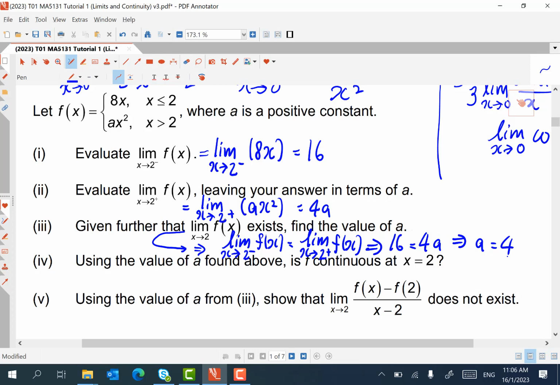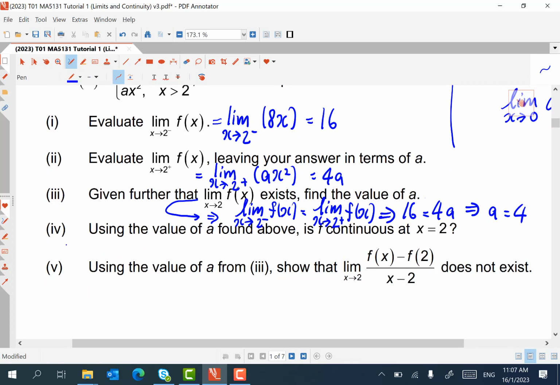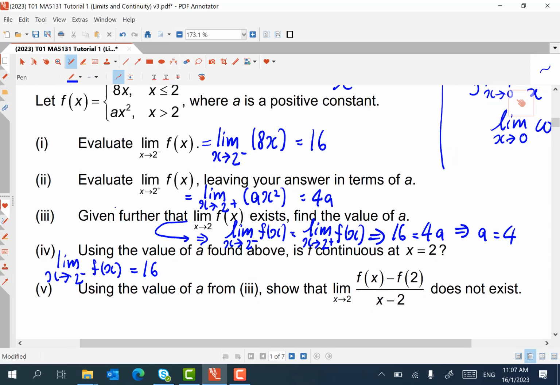Now to check whether or not it is continuous at x equals 2, you have to work out the limit on both sides. The limit x goes towards 2 minus of f(x), we have found it earlier. We have it 16. And do you know whether the limit of f(x) exists? So you know that it's 16, then the limit of f(x) as x goes to 2 is just 16, from both directions. Okay, so the limit is 16.